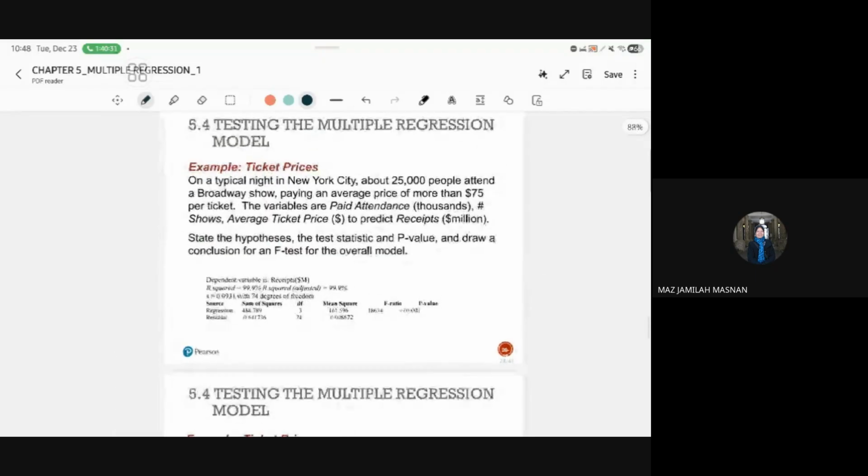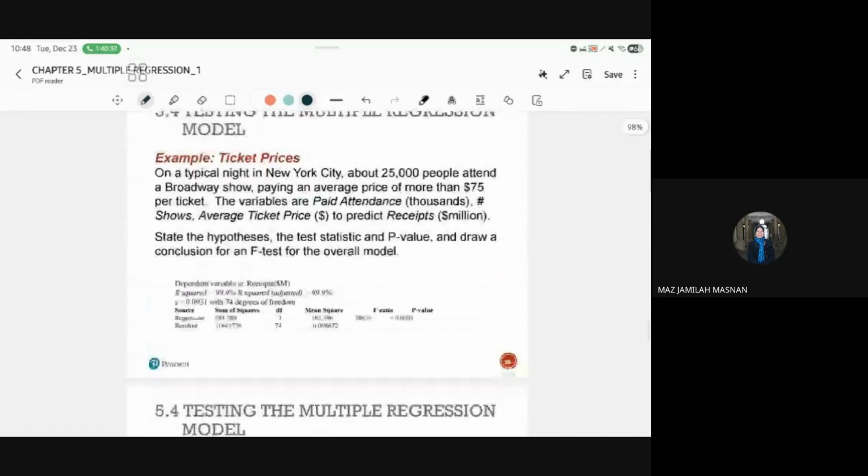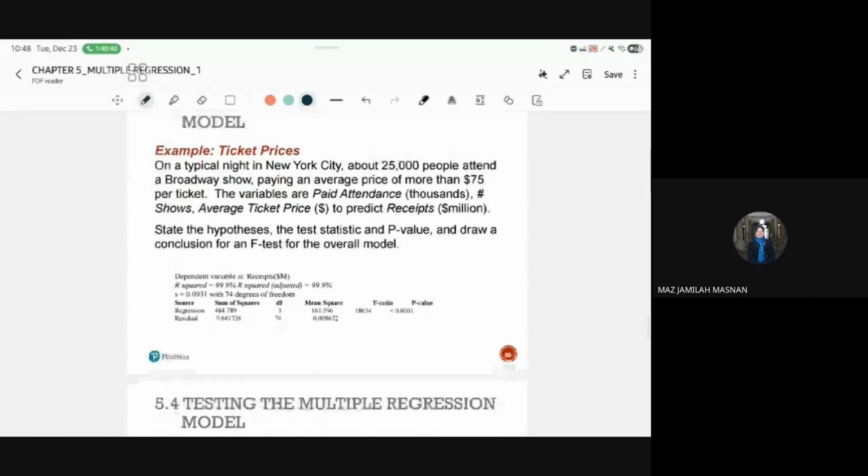So let us look at the ticket prices. In this case, we have a similar situation to what we have just seen. The R squared is 99.9%, which shows that the paid attendance, the number of shows, and the average ticket price give a good indicator to predict the receipts for this particular show.